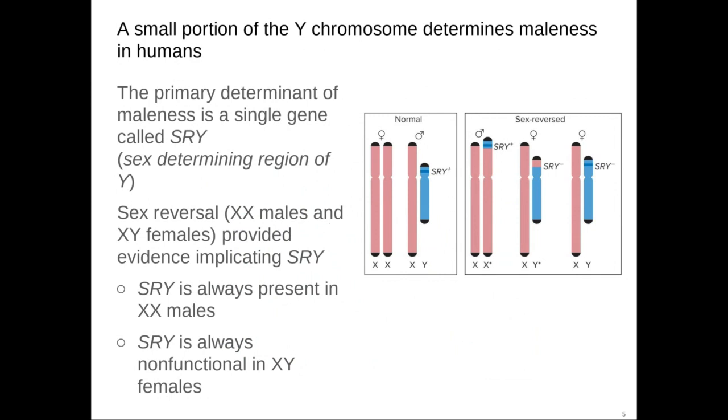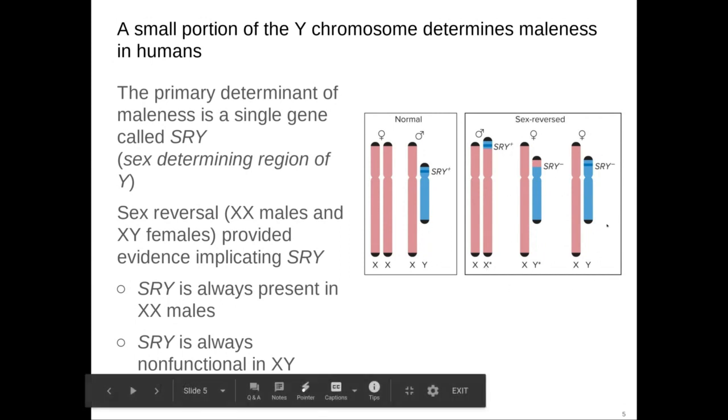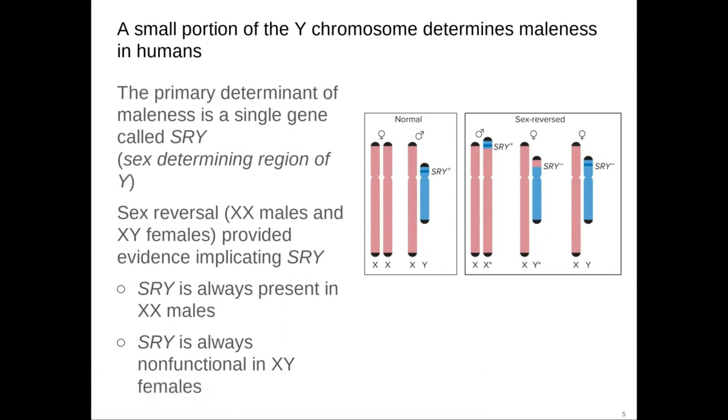But you can have sex reversal, where you can have XX males, which are SRY plus, or XY females, which are SRY negative. So it depends, but it doesn't necessarily mean you have to have XX to be female, right? Or XY to be male. Do you have the SRY region on your Y chromosome or potentially on your X chromosome? And that's really what determines the difference.